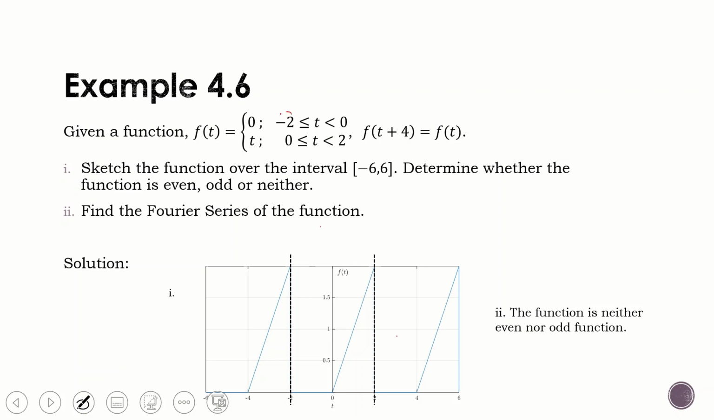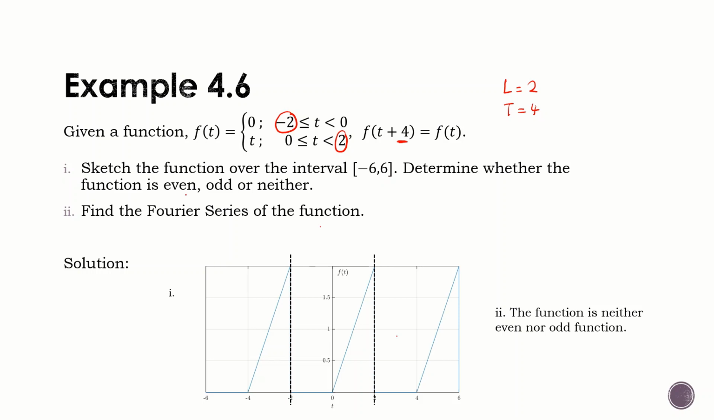So based on this given function, negative L to L, one complete cycle is from -2 to 2, therefore L is equal to 2 and T equals 4. So it's given here. Alright, so what does it mean? It means that every time t increases or decreases by 4 units, the function will repeat itself. Okay, first question is sketch the function over the interval -6 to 6.